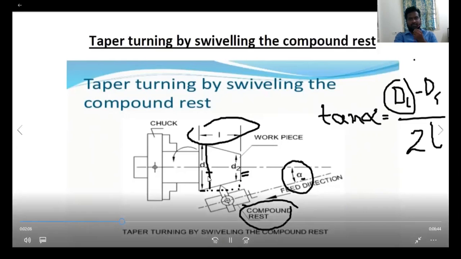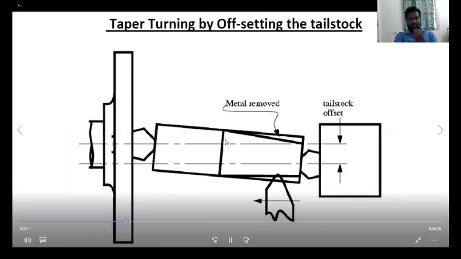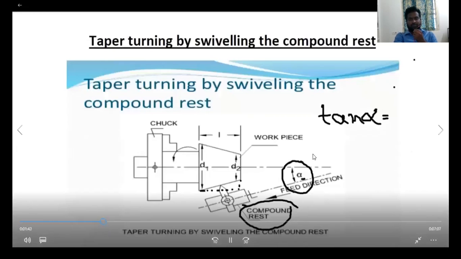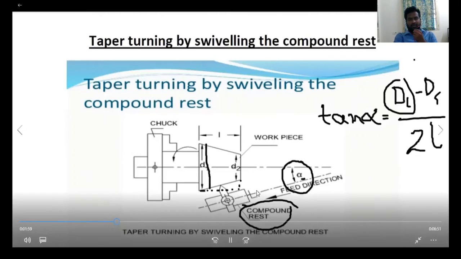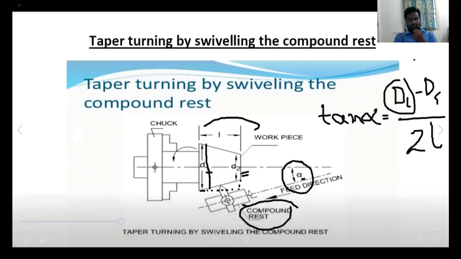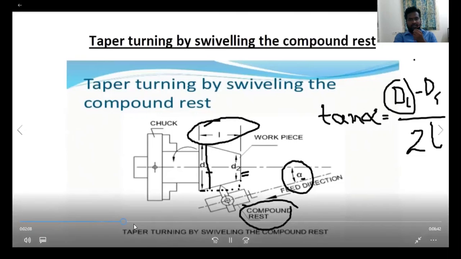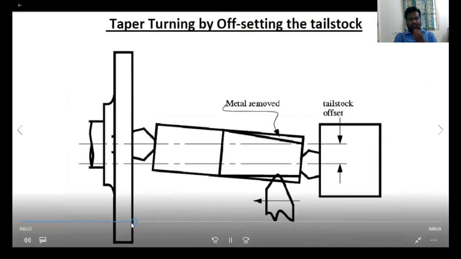So this is half of the length. It is the length of the workpiece, right? That is the compound ratio. So after calculating this formula, we are getting the desired angle. With the desired angle, we swivel our cutting tool on the compound rest and move our cutting tool to the desired position. Right? Next, we are going to the taper turning by the offsetting method.